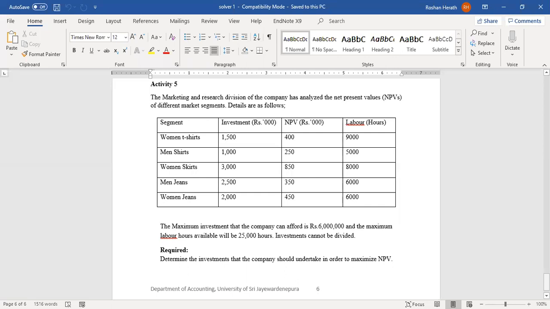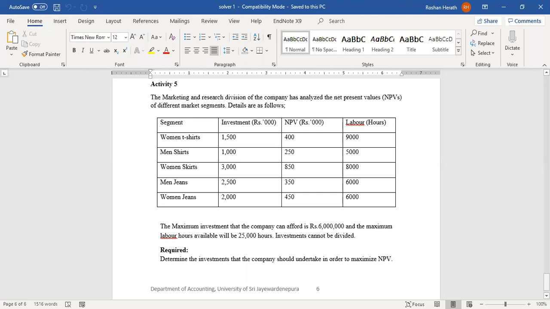Then the question says that the maximum investment that the company can afford is 6 million. At the moment, all we have is 6 million. And the maximum labor hours available to us is 25,000 hours. So therefore, those are the constraints.